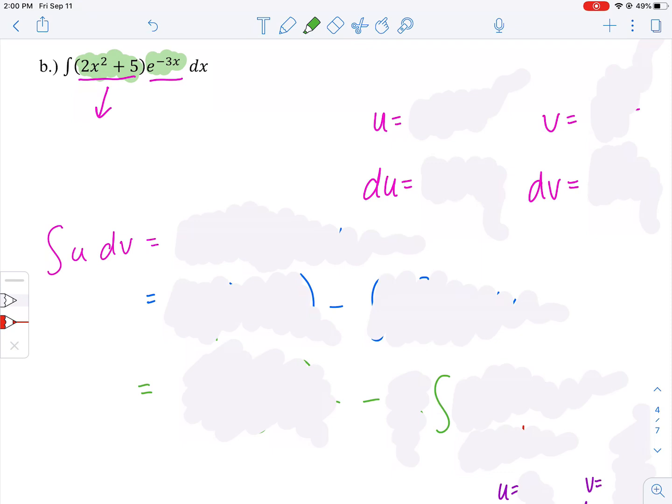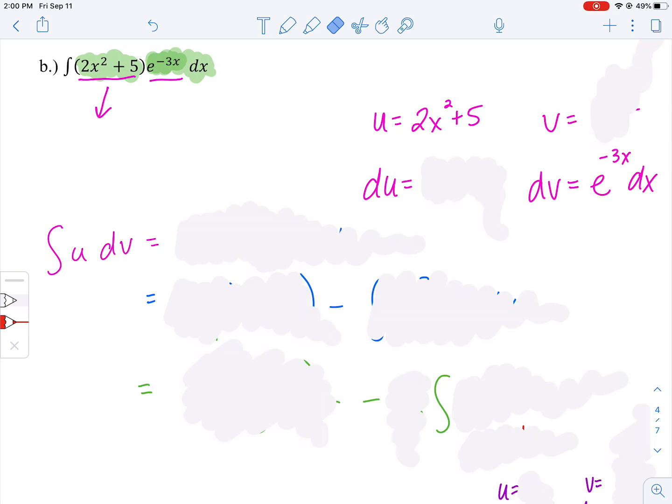Remember, when we're picking out our u, think of those three letters, L, A, E. L is for logs and natural logs, but I don't notice any natural logs in this problem. A is for any algebraic expression, and I did notice that there was an algebraic expression in this problem. I had an algebraic expression of 2x squared plus 5, so that's what I'm going to call u. If u is the 2x squared plus 5, then that means the rest of it is going to be my dv. And so my dv would be e to the negative 3x dx.